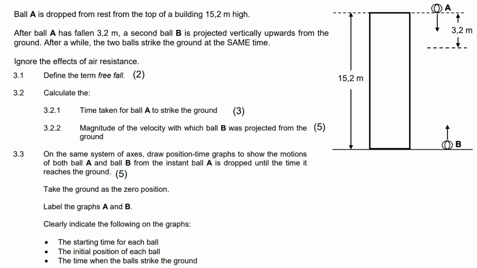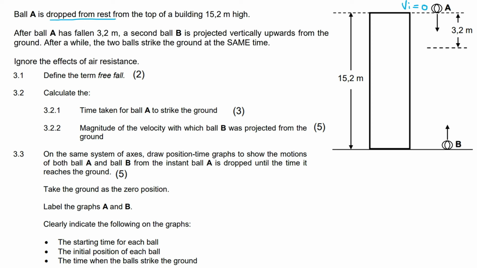Ball A is dropped from rest from the top of a building that is 15.2 meters high. Okay, so here's ball A, and what's important is that it's dropped from rest. So it has an initial velocity of zero.